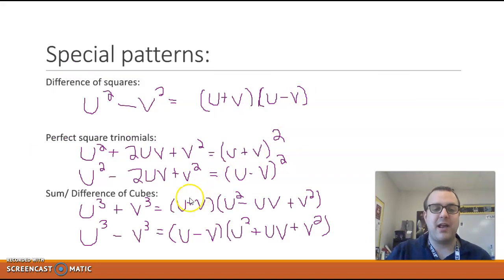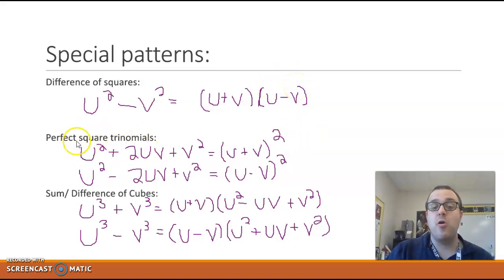So here's our special patterns that we're going to be looking at. There's 3 different main ones we look at. The first one is called the difference of squares. Basically, if I look at a binomial, this one only applies to binomials, meaning there's 2 terms, okay? If it's a perfect square minus a perfect square, I can factor it into the square root of the first term plus the square root of the second times the square root of the first term minus the square root of the second, okay?